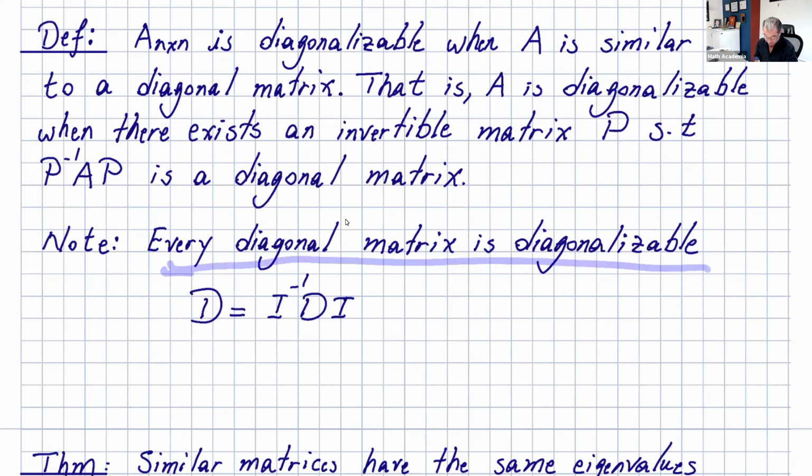Because every diagonal matrix D can be written as D equals I inverse, which is just I, times D times I. So every diagonal matrix is diagonalizable.